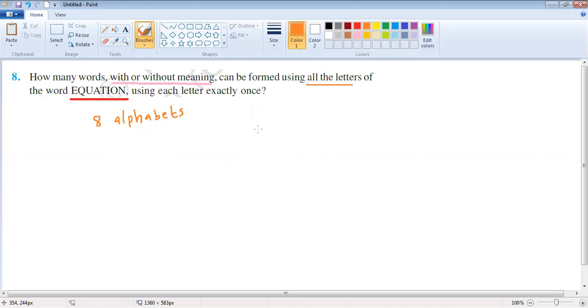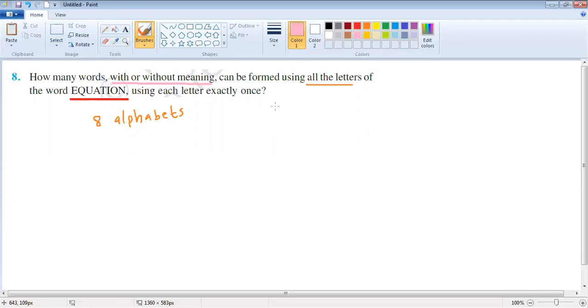That means we have to choose as many alphabets as we have, using the letters of the word EQUATION. So here you can see that none of the letters are the same. All are different. So you have 8 alphabets. You have to select all the 8 alphabets at a time. That is what they said, using all the letters. So we have to use all the 8 alphabets. So how many words are possible?